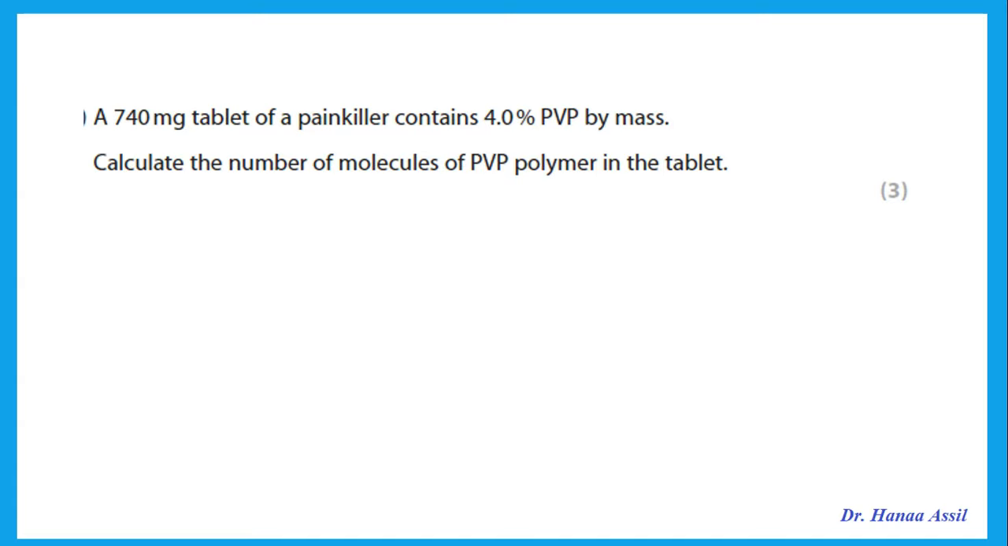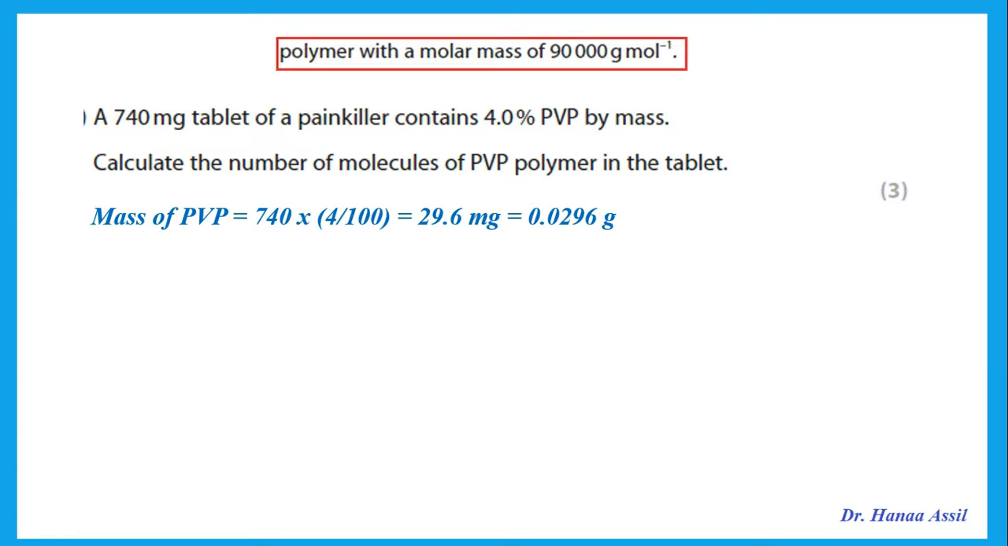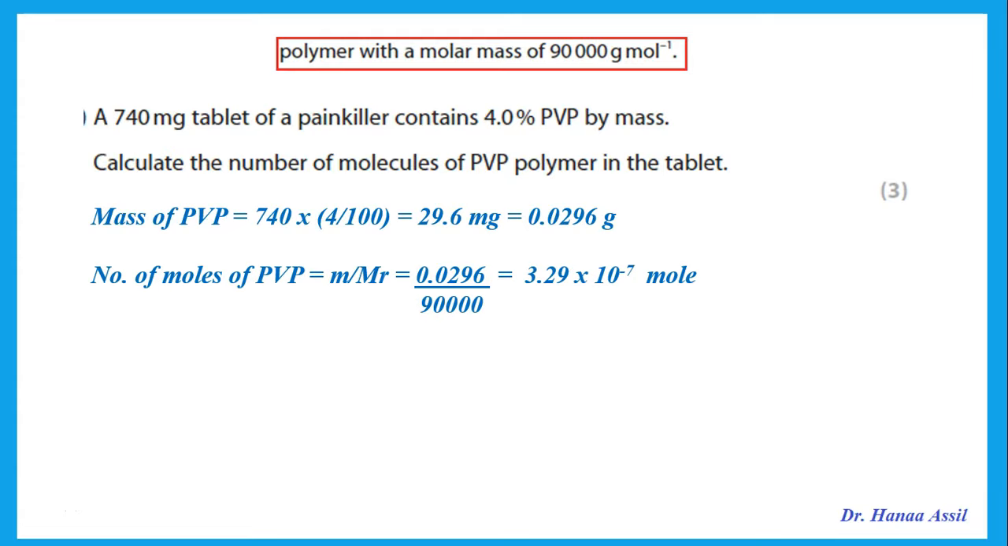Calculate the number of molecules of PVP in the tablet. So the tablet is 740 milligrams, and we're told that 4% of that is PVP. That means the mass of the PVP is 0.0296, and we were told in the question that the polymer has a total molecular mass of 90,000. So that means the number of moles, mass over molecular mass, is this number of moles.